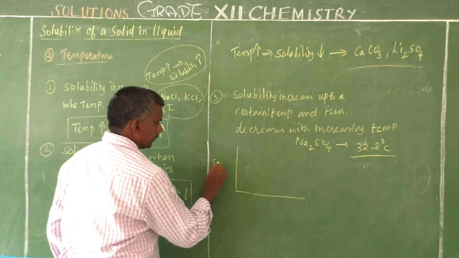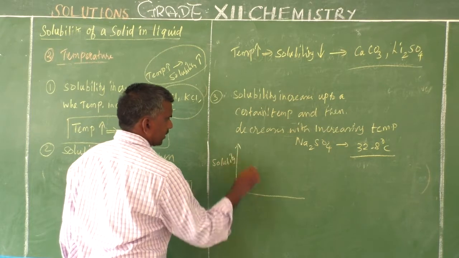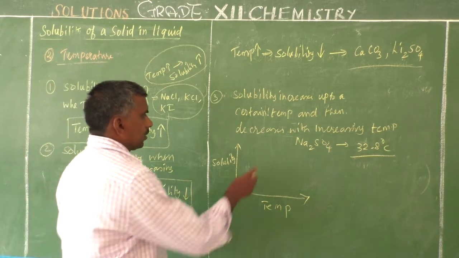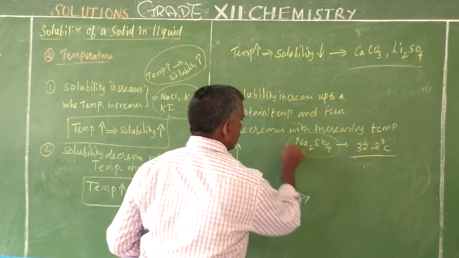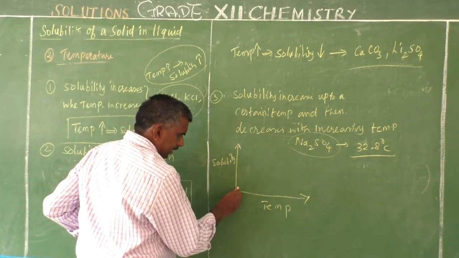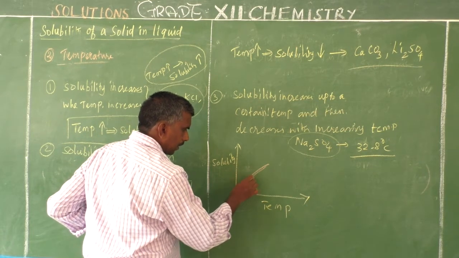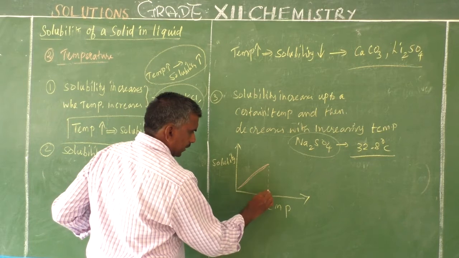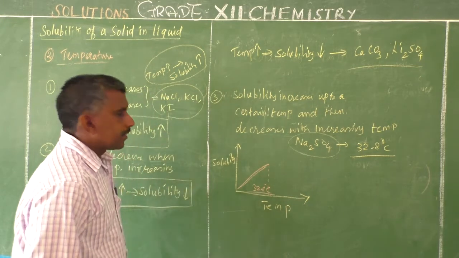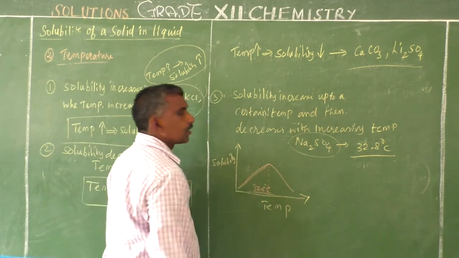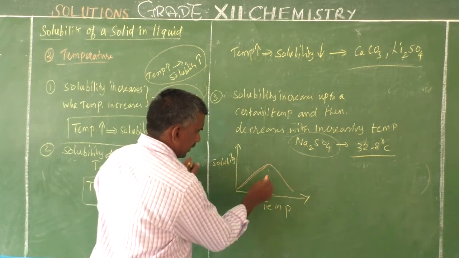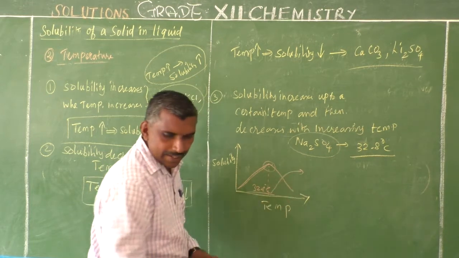This is solubility. Y-axis solubility, x-axis temperature. Now take sodium sulfate salt. At the lowest temperature, then temperature increasing, at one particular temperature solubility is highest. That temperature is 32.8 degrees. Then it decreases. This temperature is known as transition temperature.